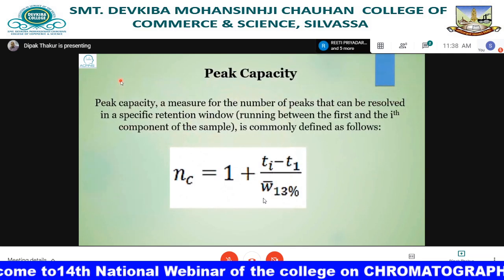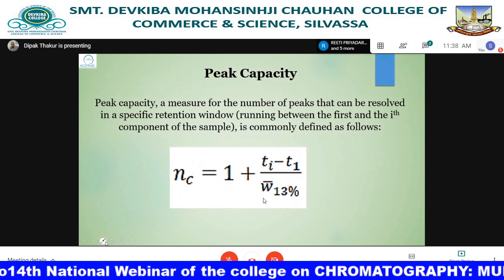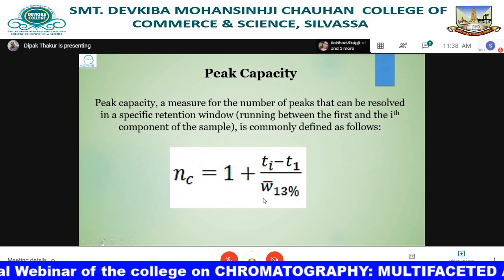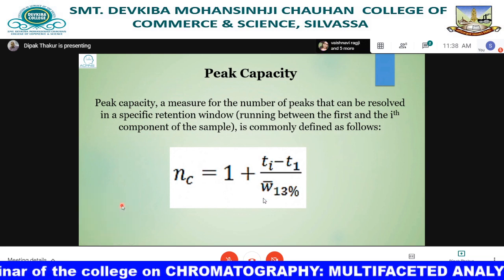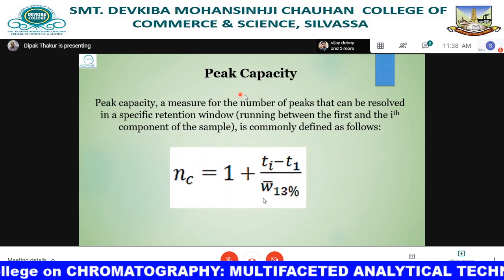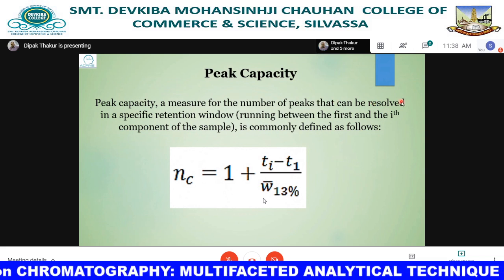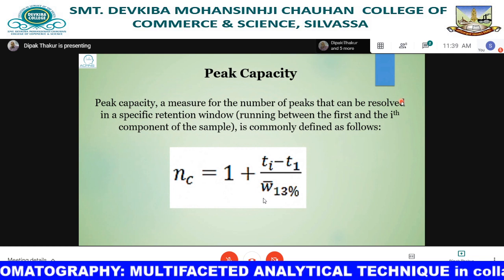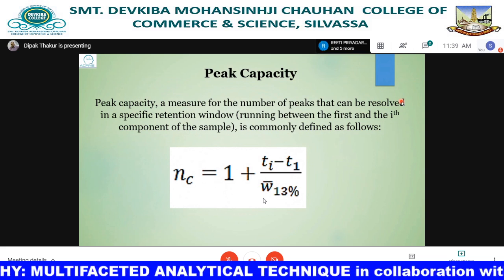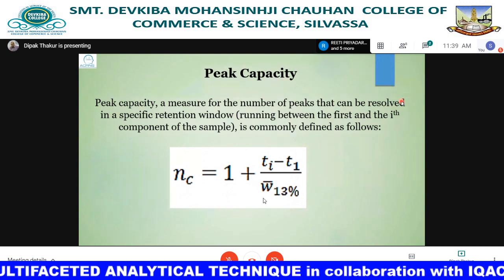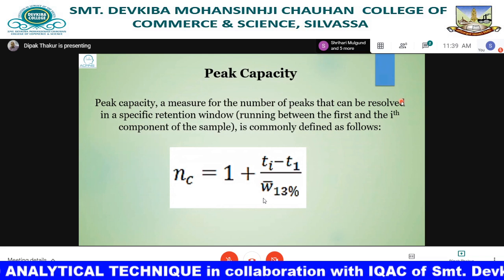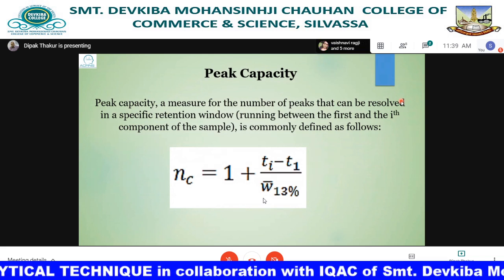I'm going to talk about another concept, which is peak capacity. What is peak capacity? Peak capacity is a measure of the number of peaks that can be resolved in a specific retention window. Suppose you are running a gradient between the 5th minute and the 90th minute. So the window is 85 minutes. And in this window, how many peaks can you separate?